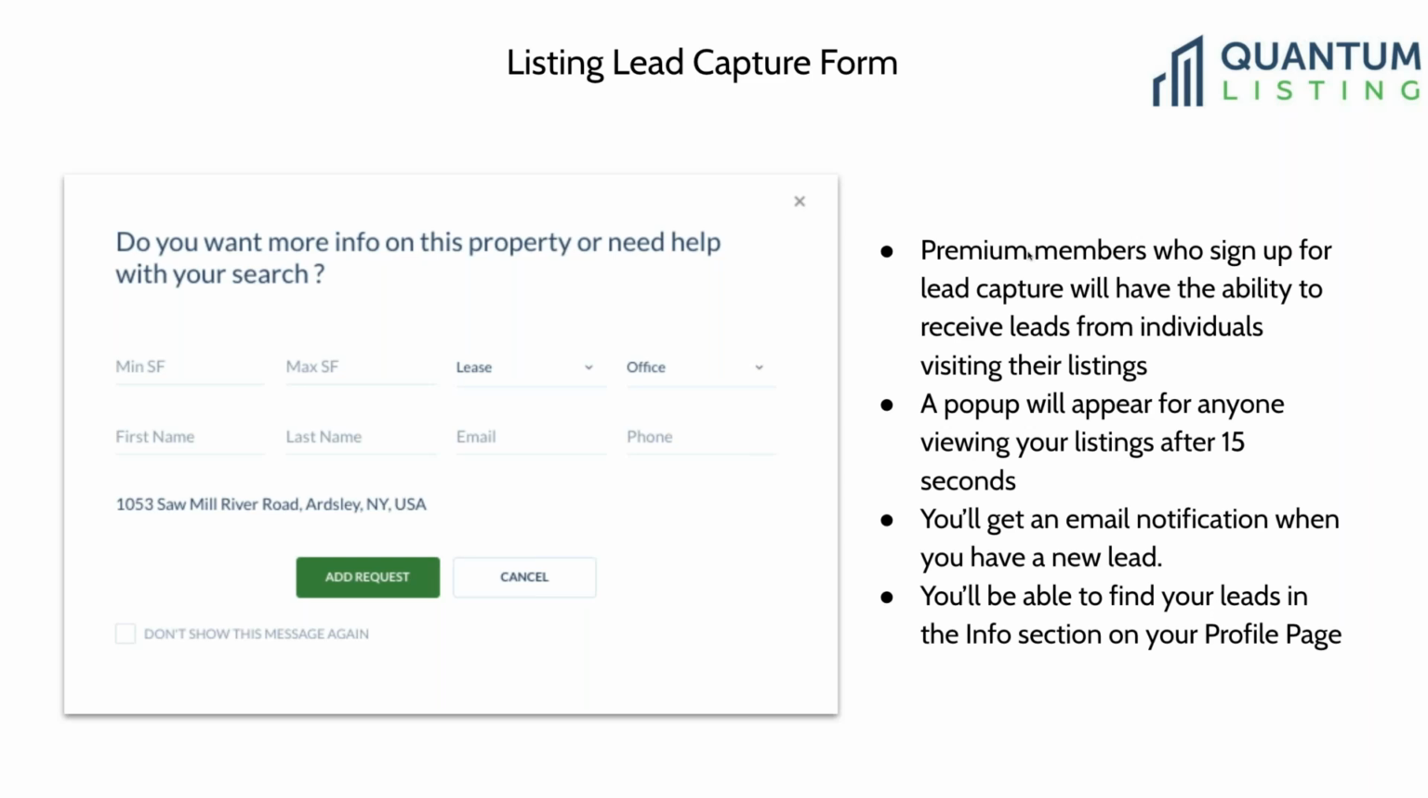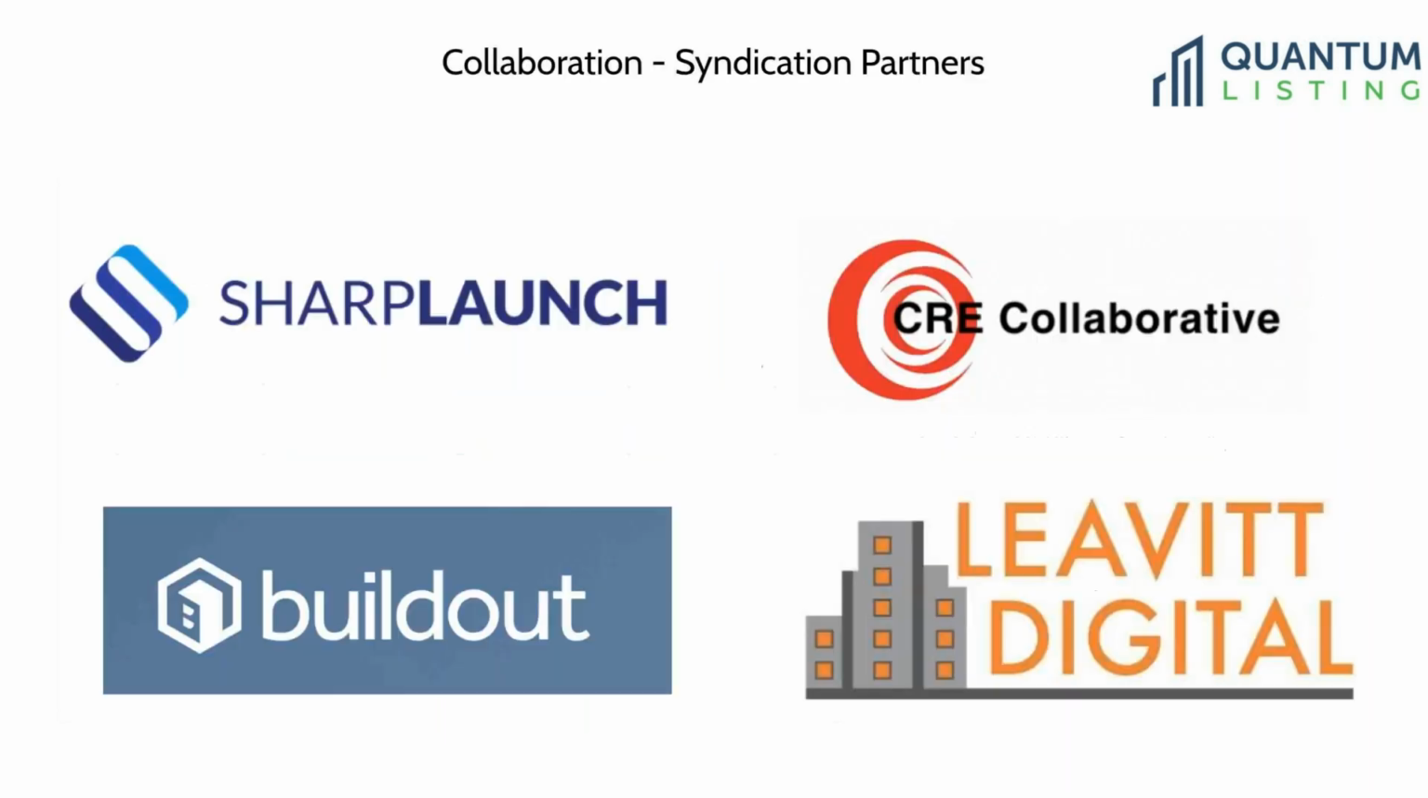It pre-fills with the trade type and asset class that they're interested in. They add their contact info. They hit add request, and then if you are current, you'll get an email with a lead. You can also go and find these on the info section on your profile page under leads in case you accidentally delete that email.